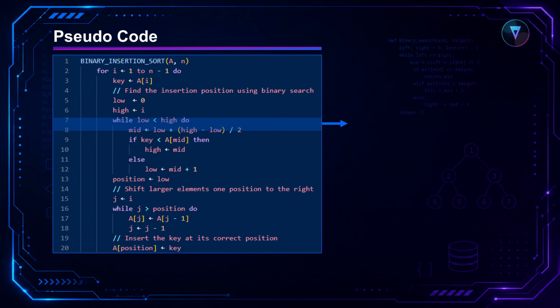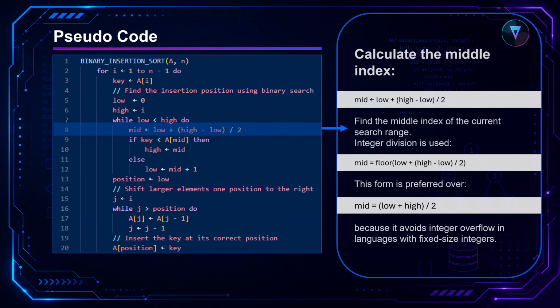The next condition is while low is less than high. What does this loop do? It continues binary search while there are possible insertion positions left to examine. When low becomes equal to high, the search is complete. That shared value becomes the insertion position.